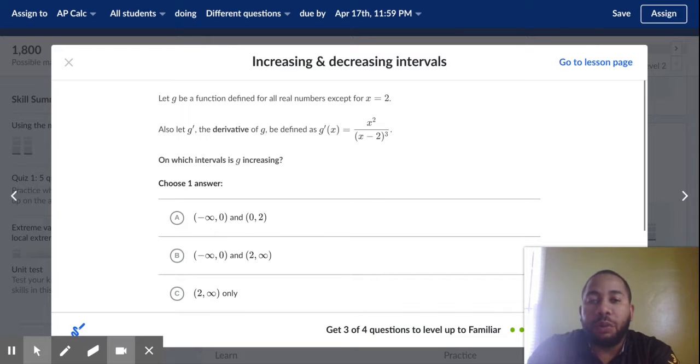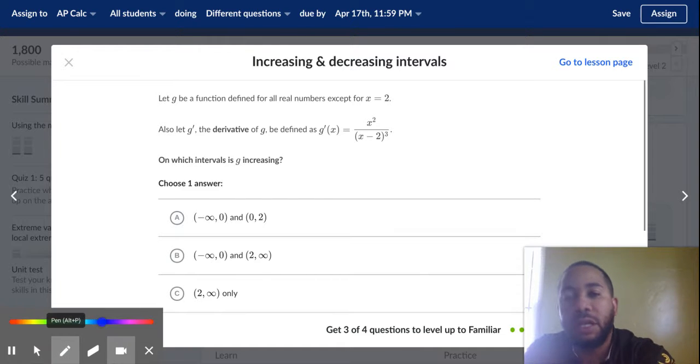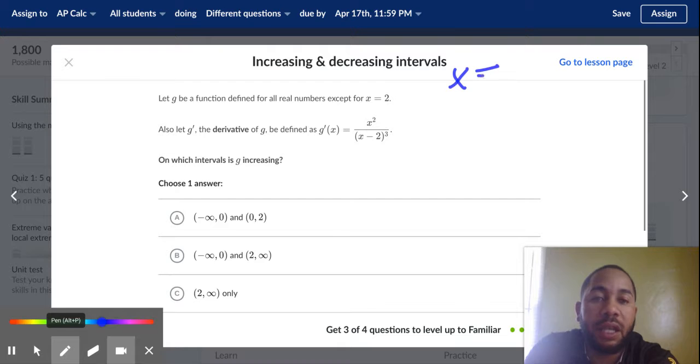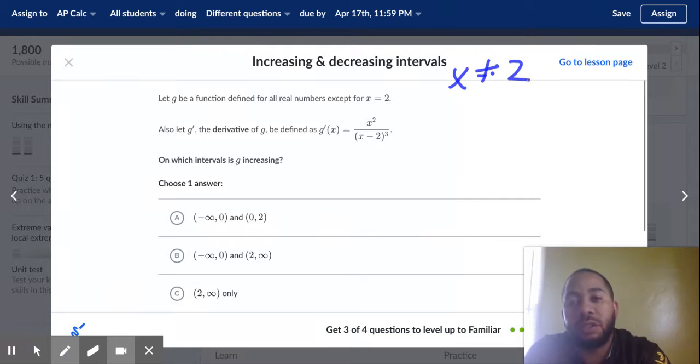All right, so when you see a problem like this, there's some ways you can attack it. Okay, I'm going to be writing here with my stylus pen, just some things that you really got to see. So they tell you, let G be the function defined for all real numbers except x equals 2. So they tell you x cannot equal 2. They tell you that. That's a critical point.